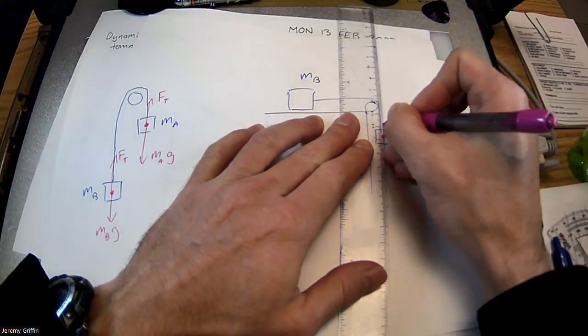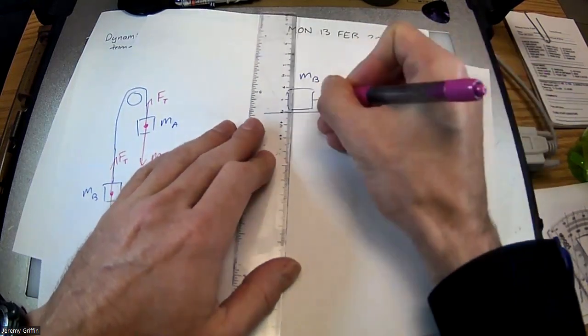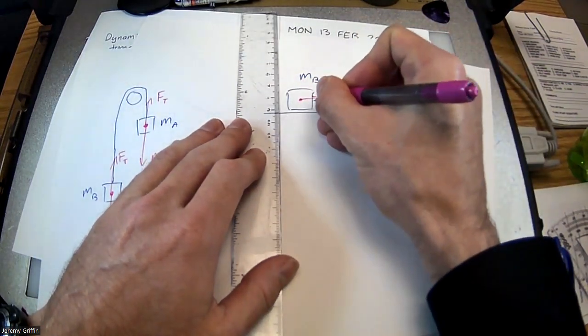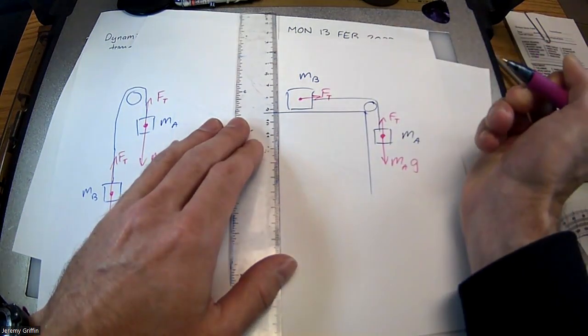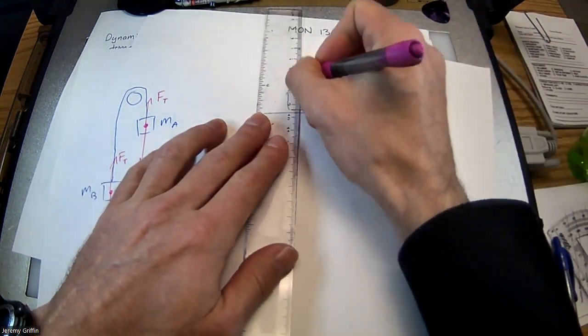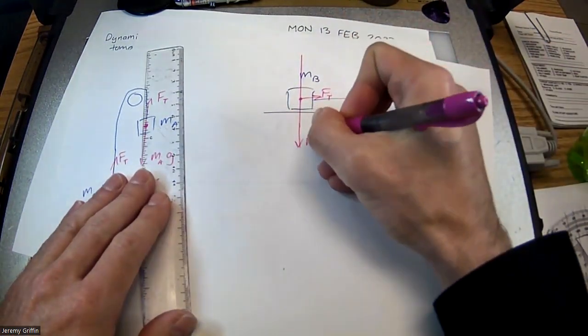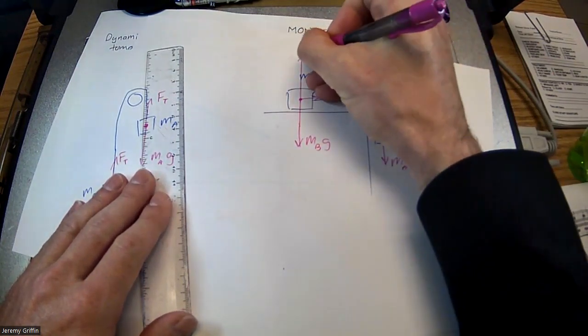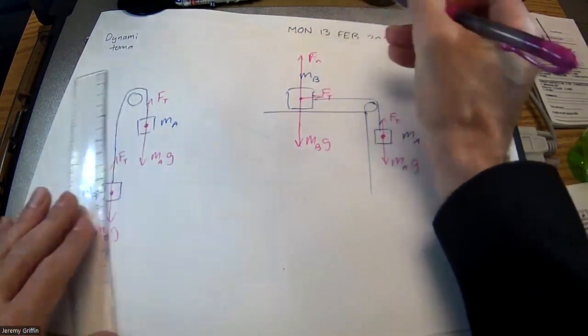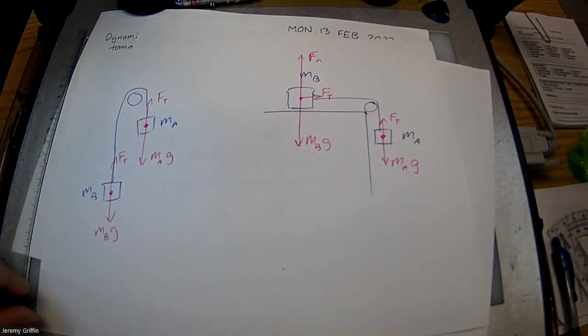Okay. You guys think this tension here, F sub T, is equal to this tension here, F sub T, right? You guys think? And it might be, of course, M_B g, F normal. Okay, you see that?